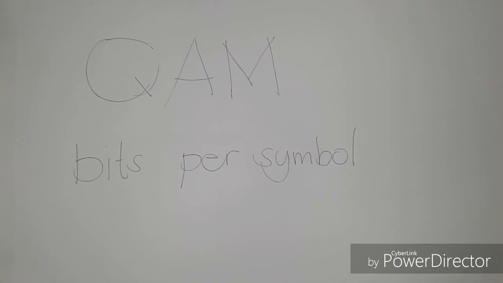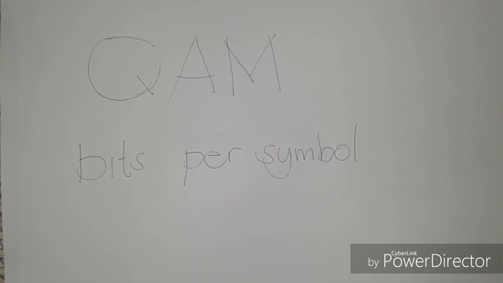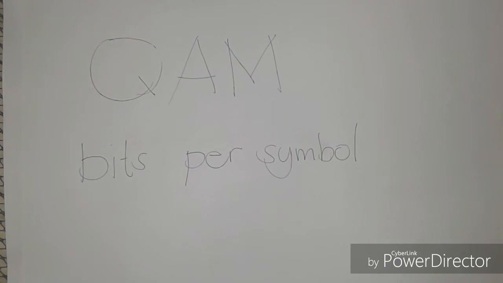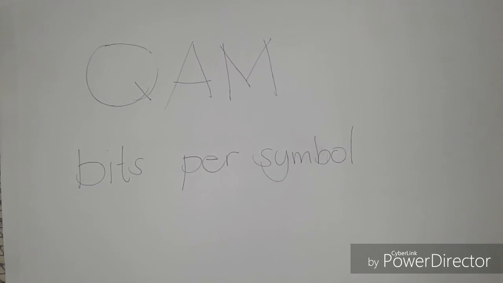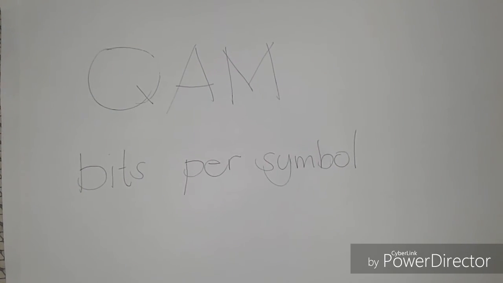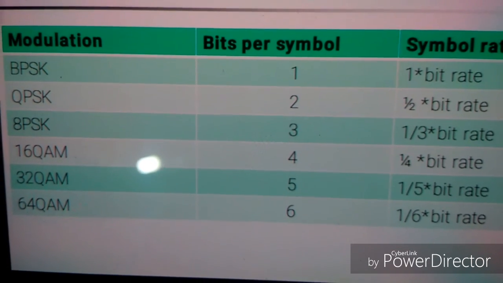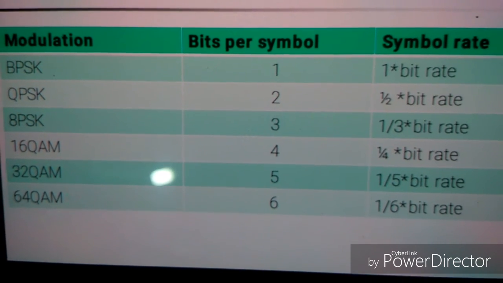QAM bits per symbol. The advantage of using QAM is that it is a higher order form of modulation, and as a result, it is able to carry more bits of information per symbol. By selecting a higher order format of QAM, the data rate of a link can be increased. This is an example of modulations with their bits per symbol and symbol rate.